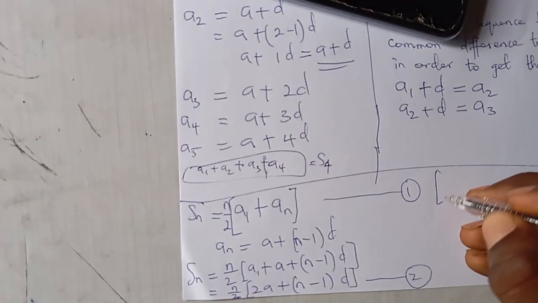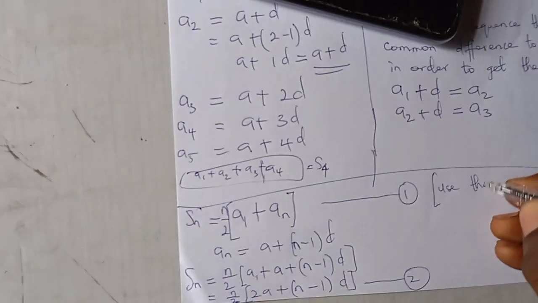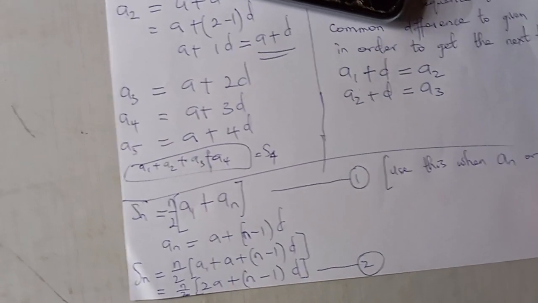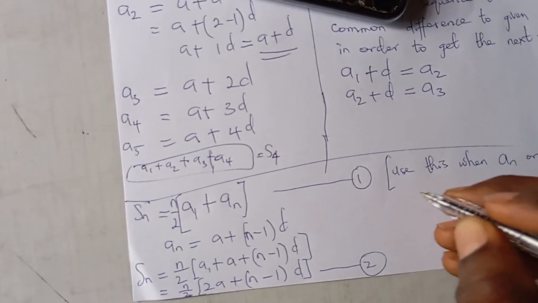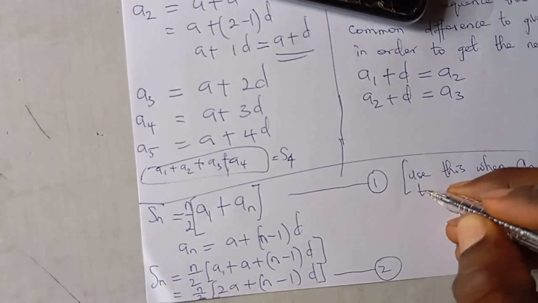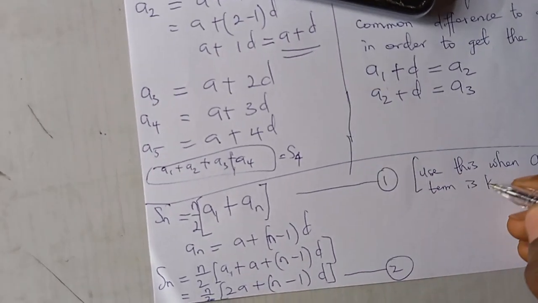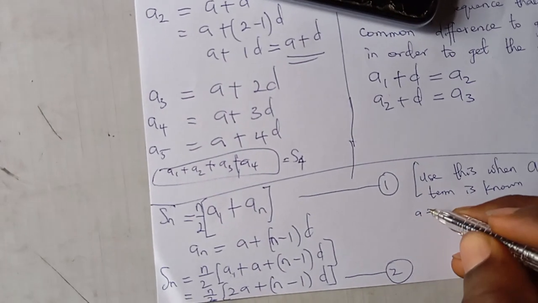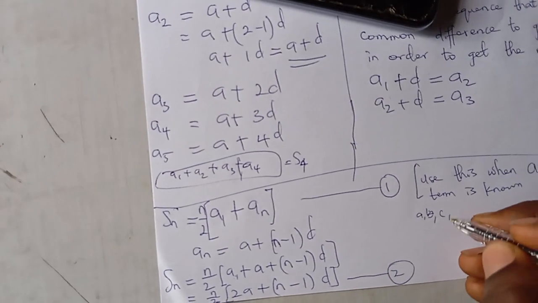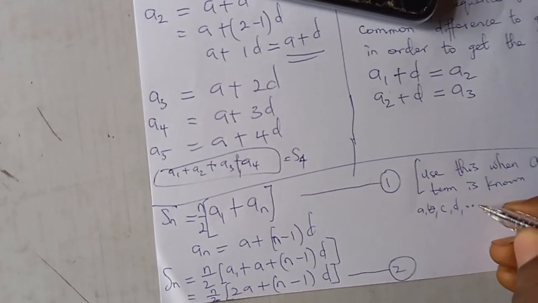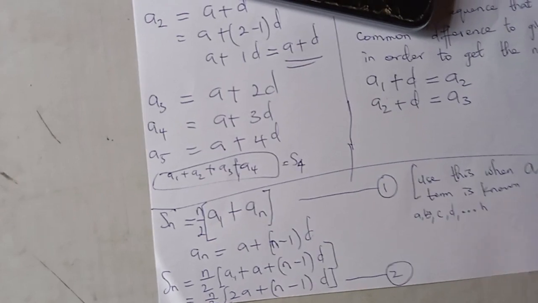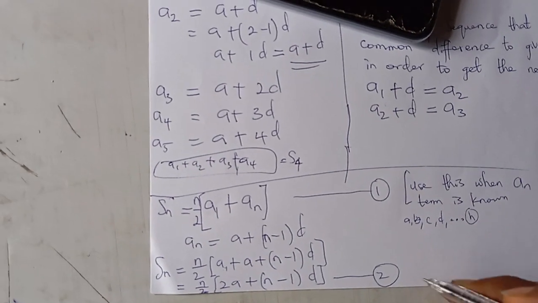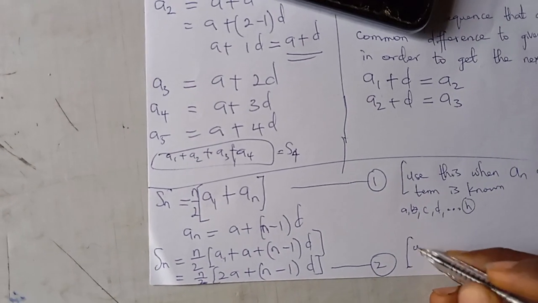I said you use this one when En, or another name for En, the last term or nth term, is known. For example, I have a, b, c, d, dot dot dot h. This is my En, it is known, so I'll use it.